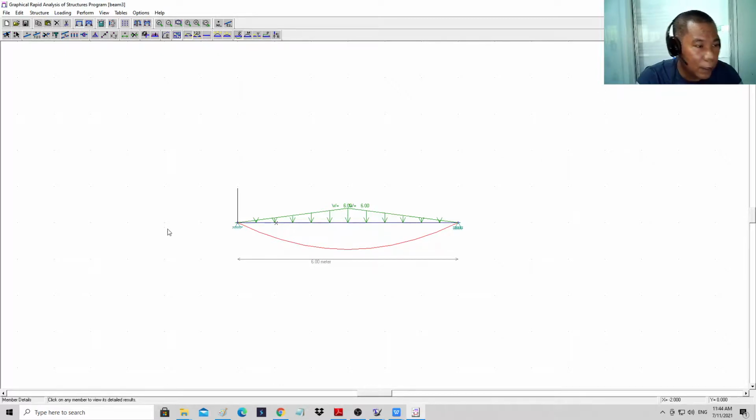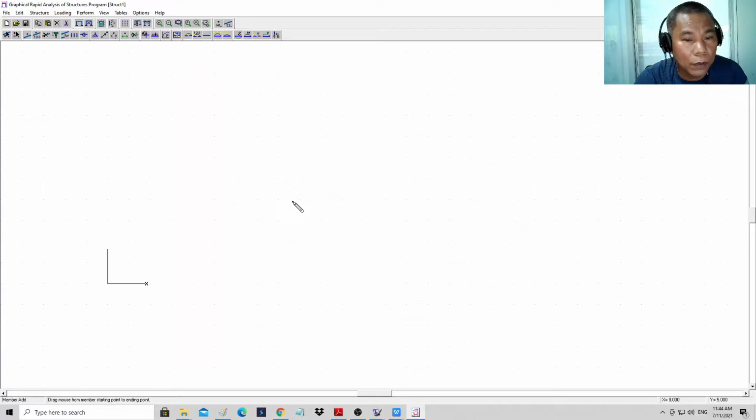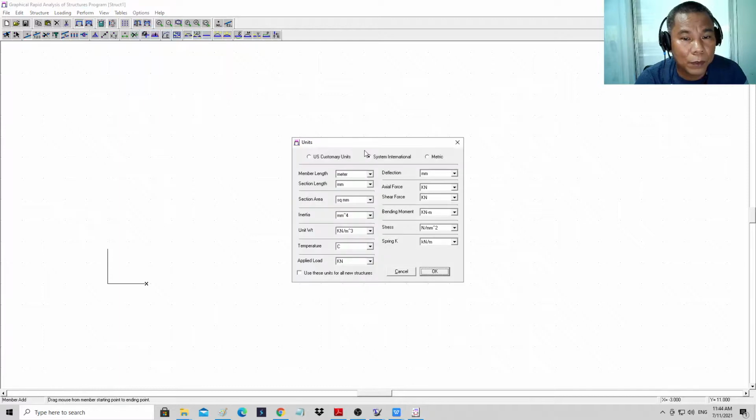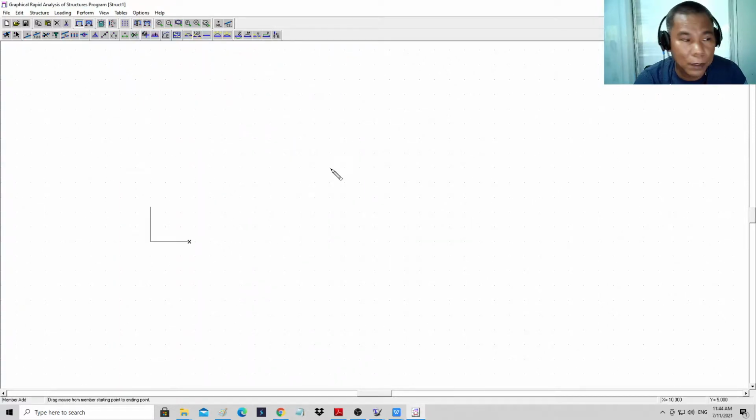Also, for the other example, we will see this one. This is more complicated, the compound beam. Okay. So we will have another file. Of course, by this time we have to change the units into US customary units, because we are using feet and kips in this one.